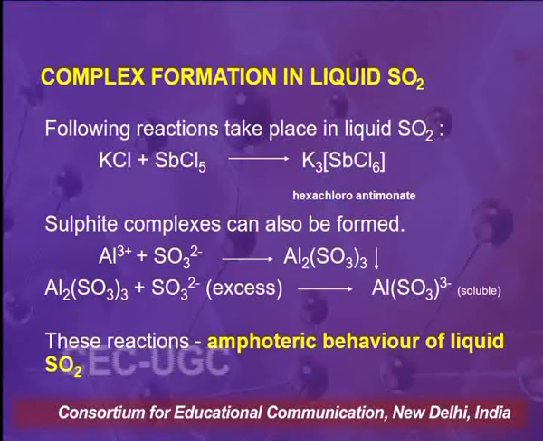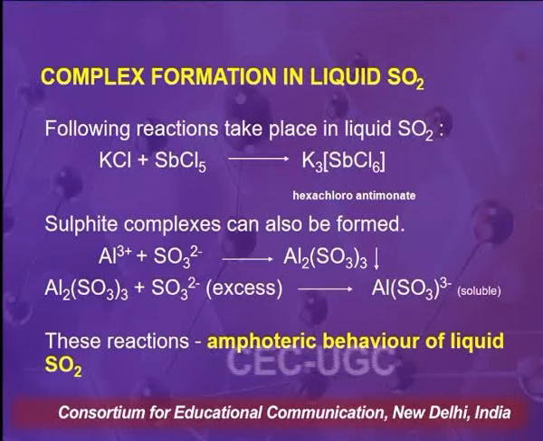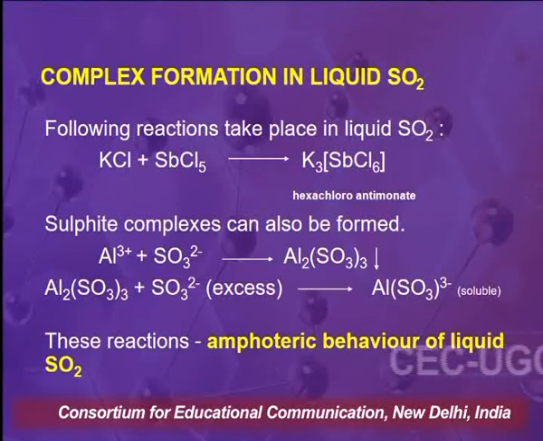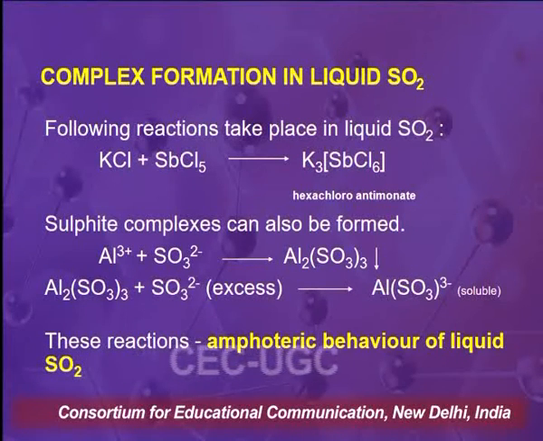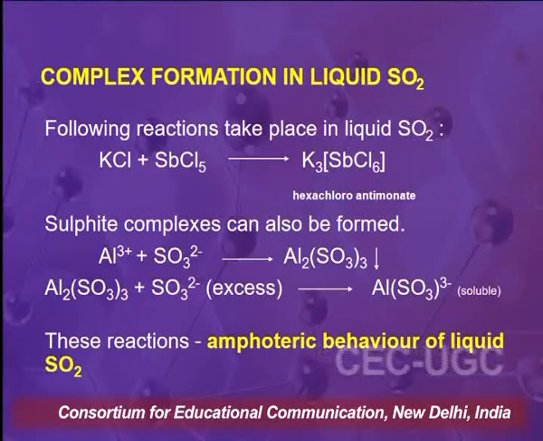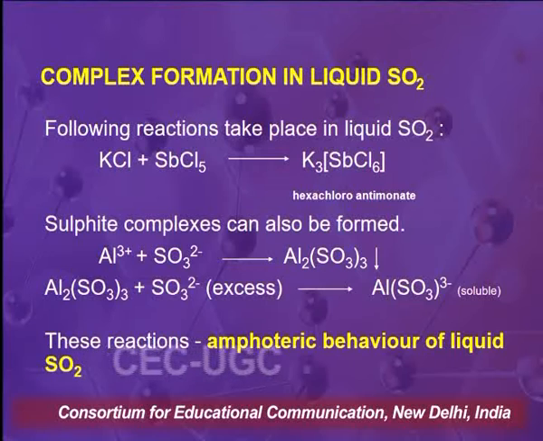Moving on to the next class of reactions in liquid sulfur dioxide, which are complex formation reactions, and some of the examples as we can see over here. Potassium chloride reacts with antimony pentachloride to give hexachloroantimonate, K3SbCl6. This is a complex which is formed only in liquid sulfur dioxide as a solvent. This reaction rather takes place in liquid sulfur dioxide as a solvent.